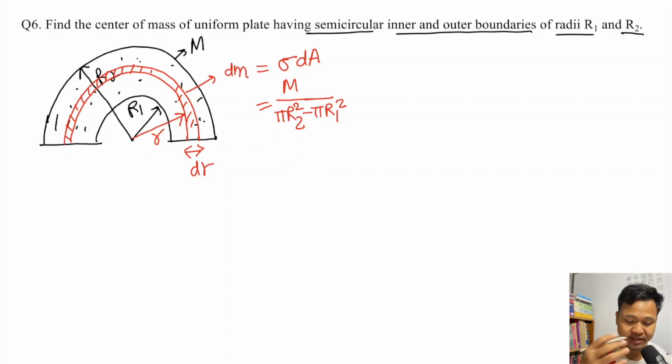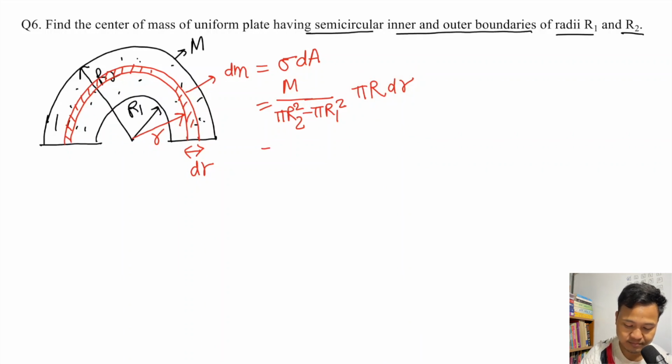For a full circle it is 2 pi r, so for a half circle it is pi r, into dr. So this width is dr. For a rectangular segment, area is length into breadth. So we have to take this whole circumference into this width, so pi r into dr.